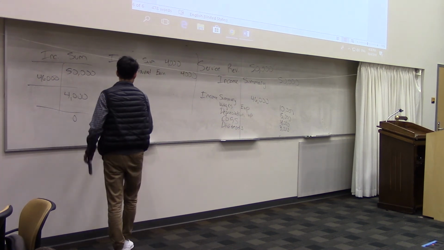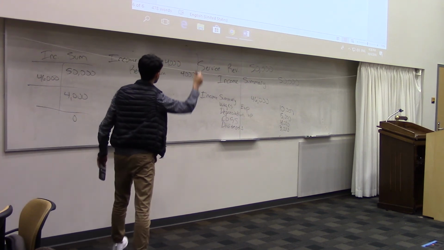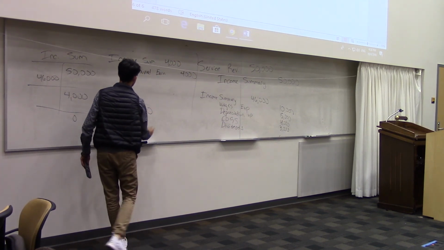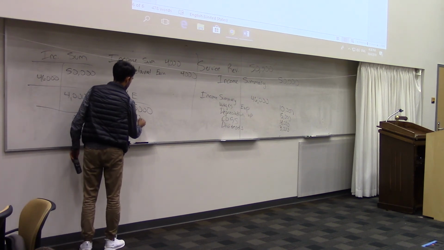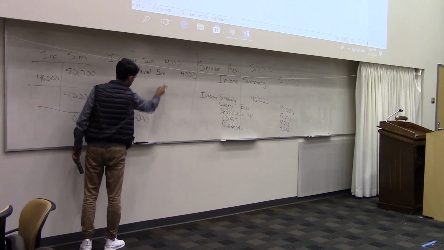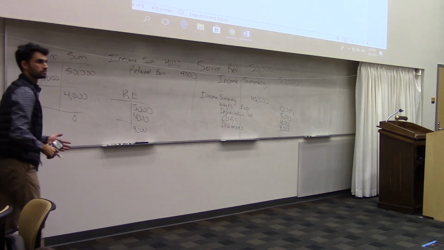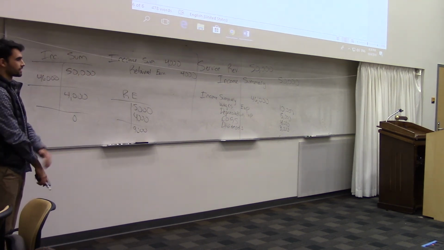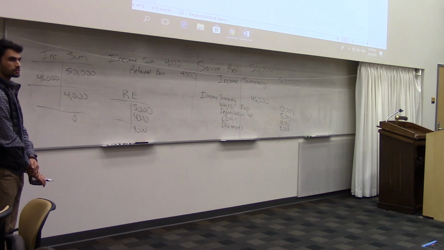So what's my ending retained earnings balance? Right now I've got 5,000 in retained earnings. I'm putting 4,000 in retained earnings, so I'm ending with 9. Hopefully that wasn't too fast. Any questions on any of this?